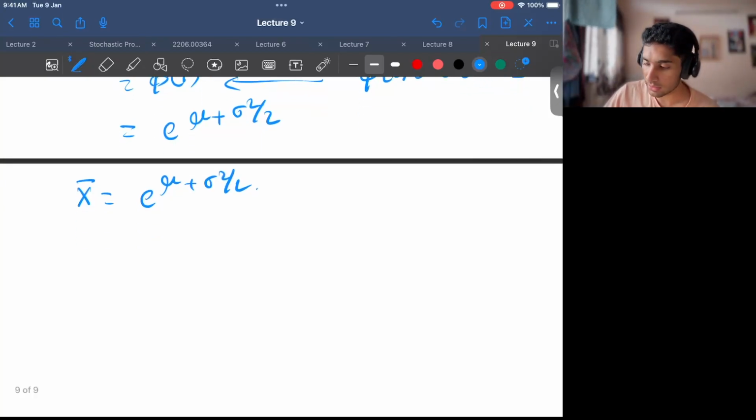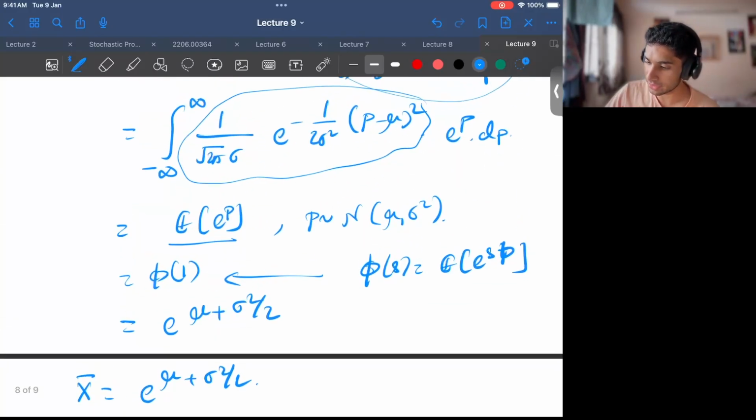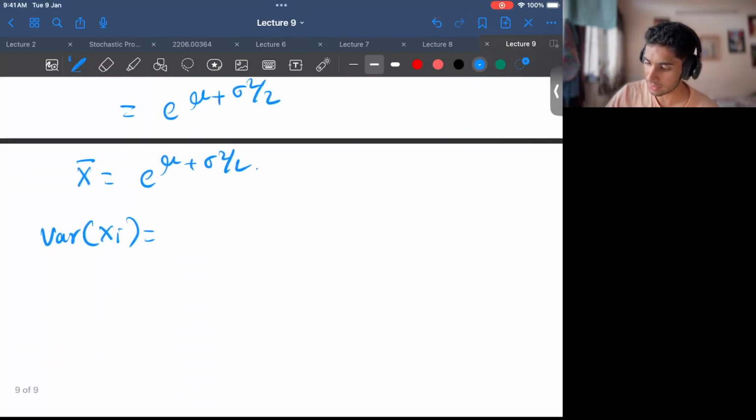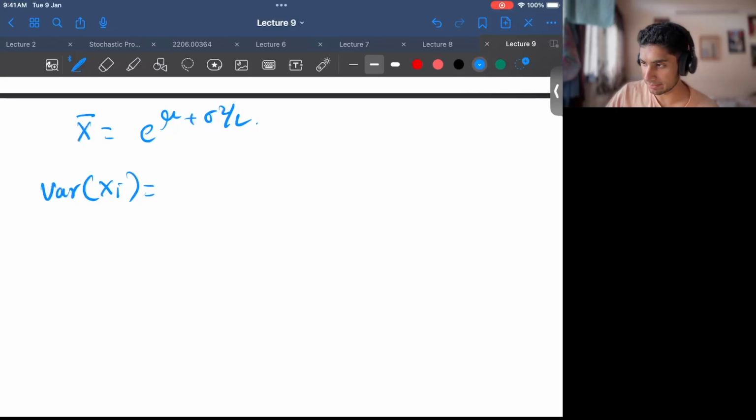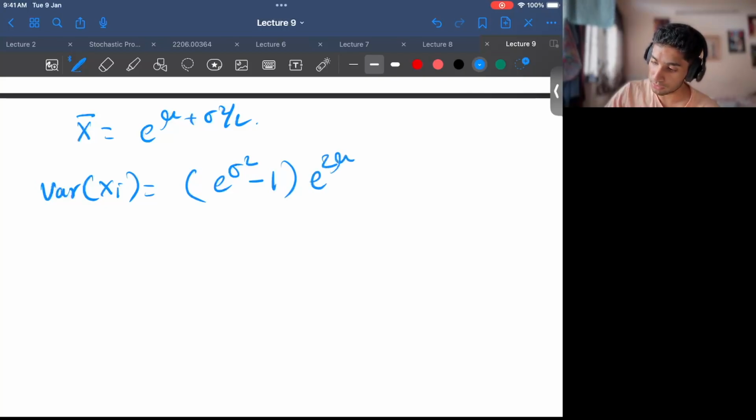Similarly, using a similar thing, you can now calculate the variance of xi, and you can use the same approach again. It's not difficult. I will just write down the final expression. This is e raised to sigma square minus 1, times e raised to 2 mu plus sigma square. This is what it is, and this is equal to your s square, basically your variance.